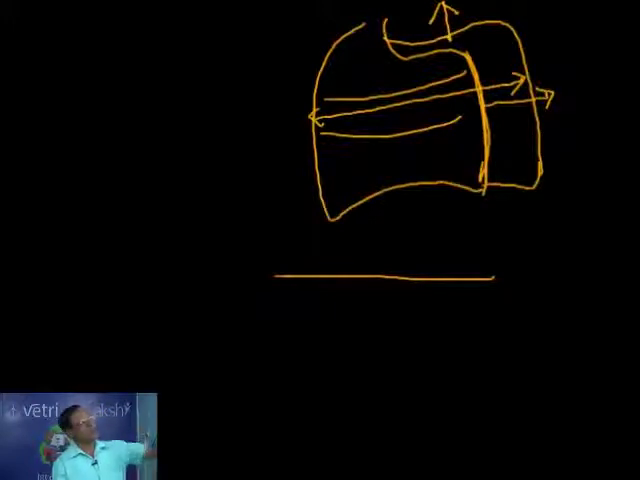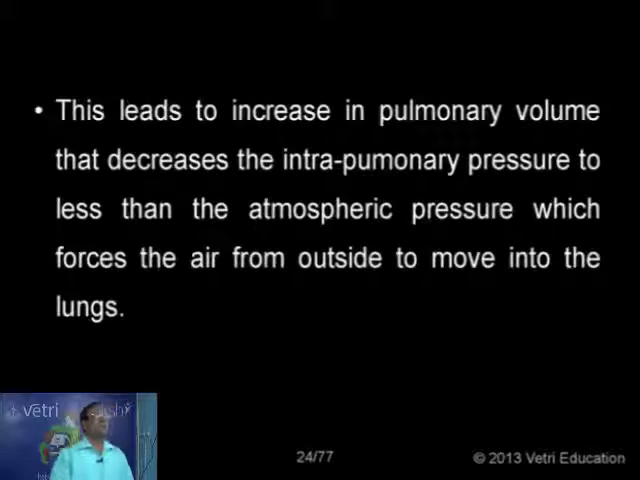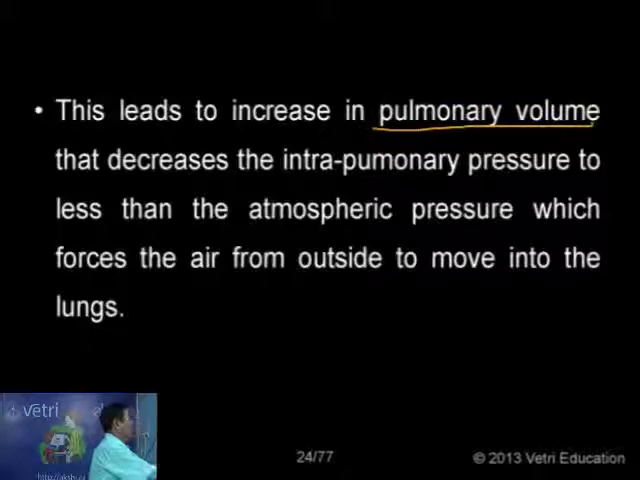Now, because of the contraction of the rib muscles, what will happen? The chest is brought forward and it is also moving upward. So there is an increase in volume of the thoracic cavity in dorsoventral dimensions. Now the net result is increase in volume. You know that volume is inversely proportional to the pressure. So as a result of the contraction of the two muscles, the net result is increase in volume of the thoracic cavity. That is why I mentioned that this leads to increase in pulmonary volume.